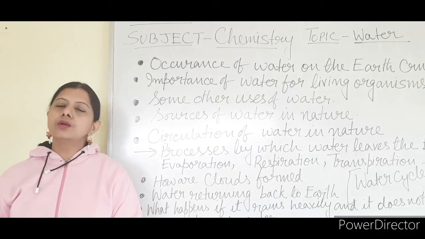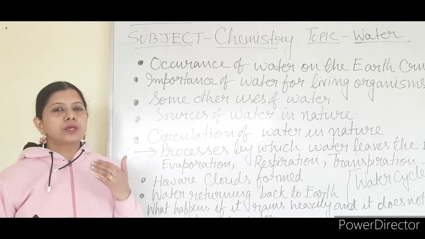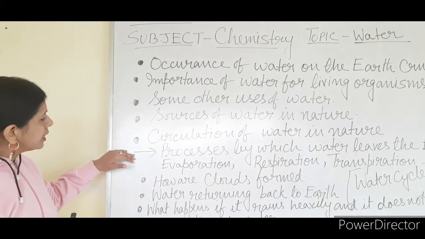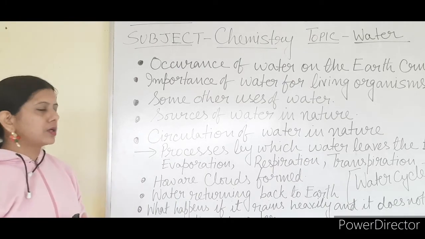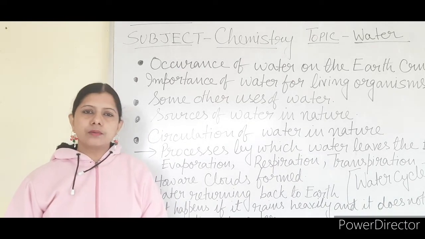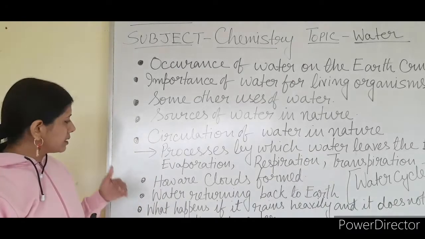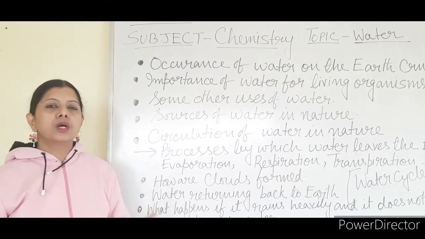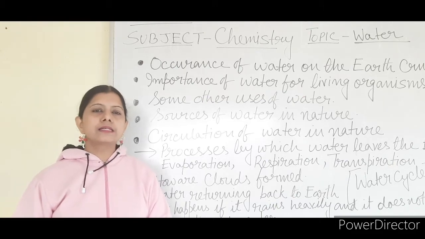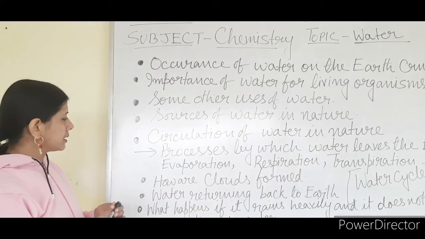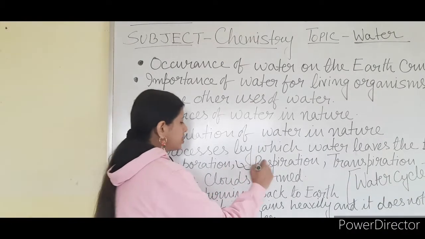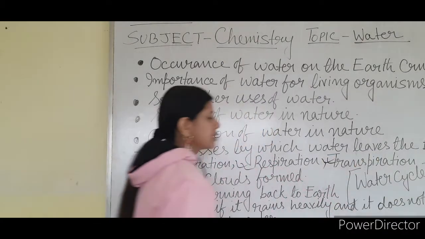Circulation of water includes the water cycle. So in circulation of water, two parts are there. First is the processes by which water leaves the earth, that you have to know, and second one is the processes in which water is returning back to the earth. So what are the processes by which water is leaving the earth? The processes are evaporation, second one is respiration, and third one is transpiration.